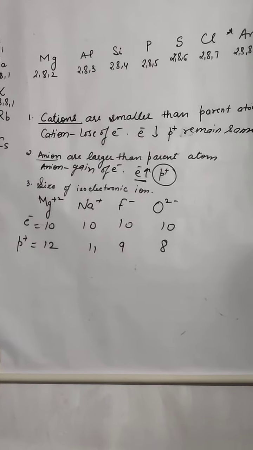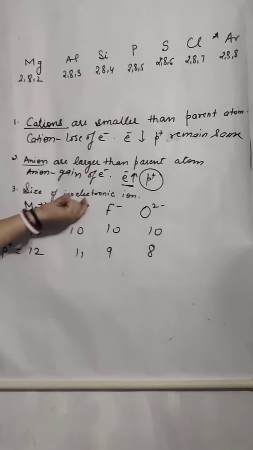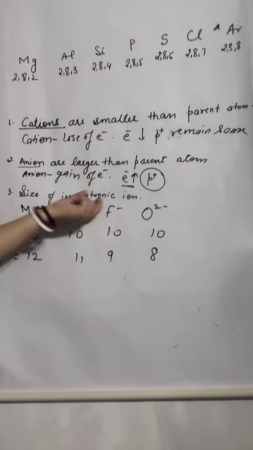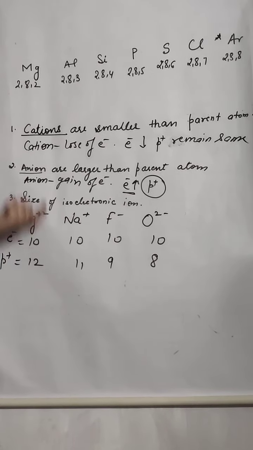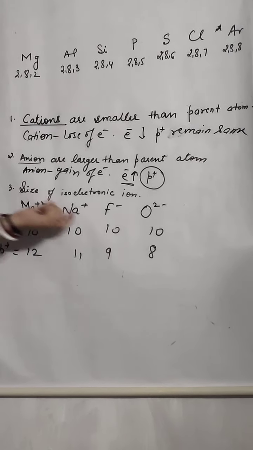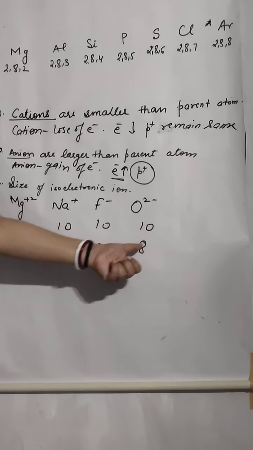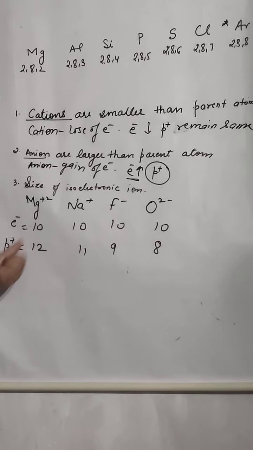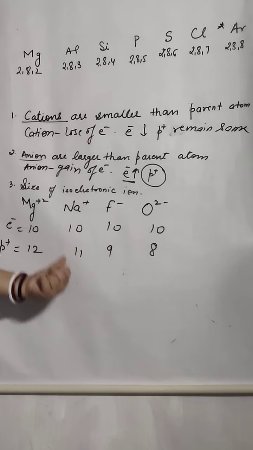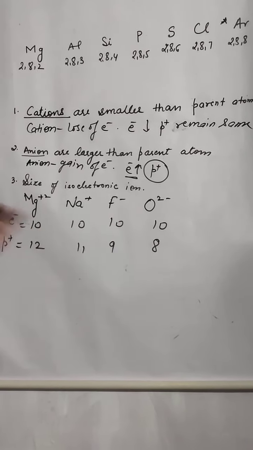Next one is size of isoelectronic ion. Iso means same, so isoelectronic ions means those ions that have same number of electrons. For example, magnesium ion, sodium ion, fluoride ion and oxide ion, they all have 10 electrons in their shells, but magnesium is having 12 protons, sodium is having 11, fluorine is having 9 and oxygen is having 8.